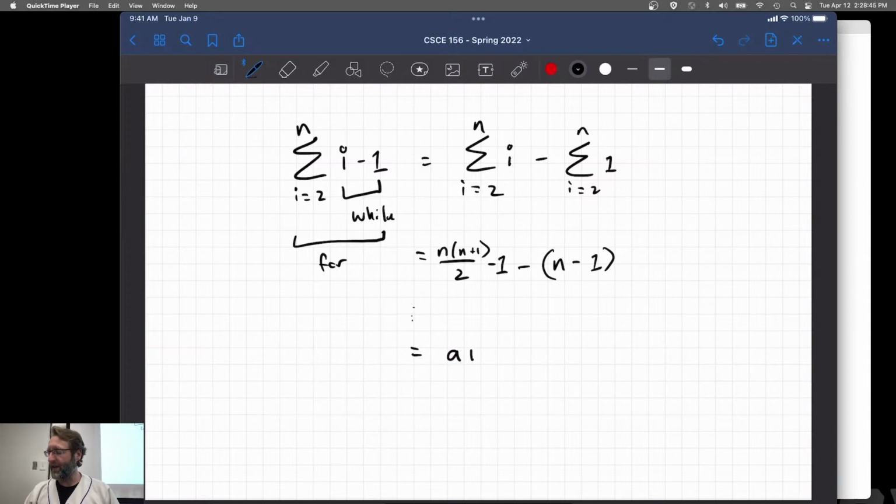There's some a n squared plus b n plus c. I don't know what a, b, and c are. Do the algebra yourself, then throw it into Wolfram Alpha to verify your algebra. Right? That's the best answer. What's the most important thing here? Again, n squared.